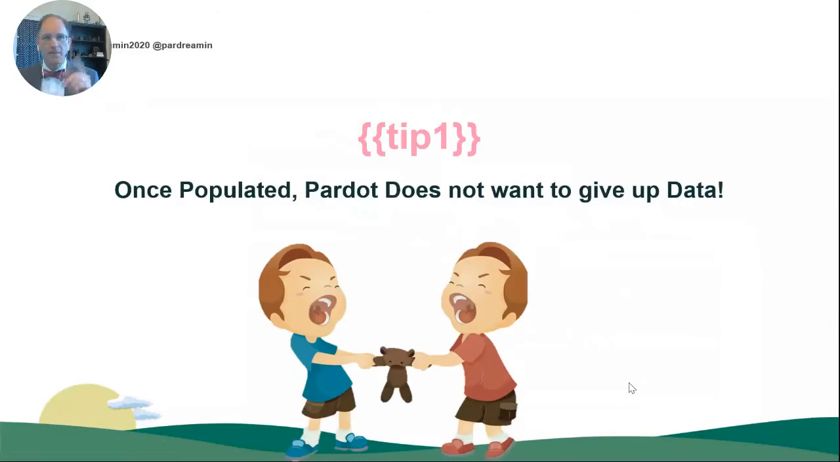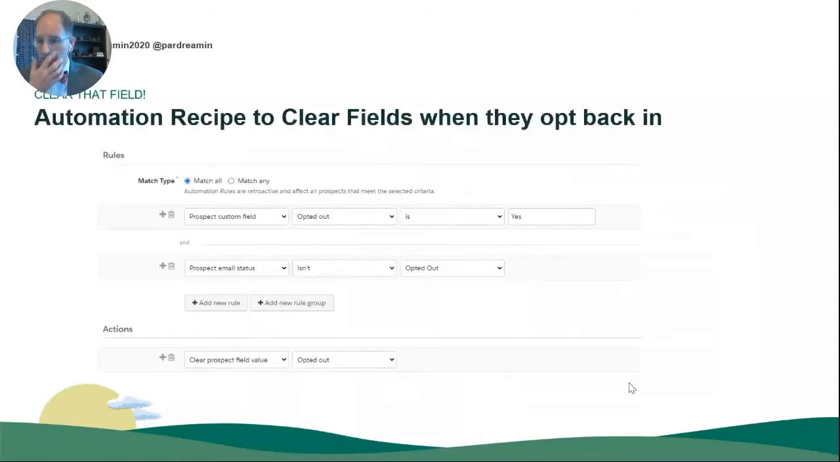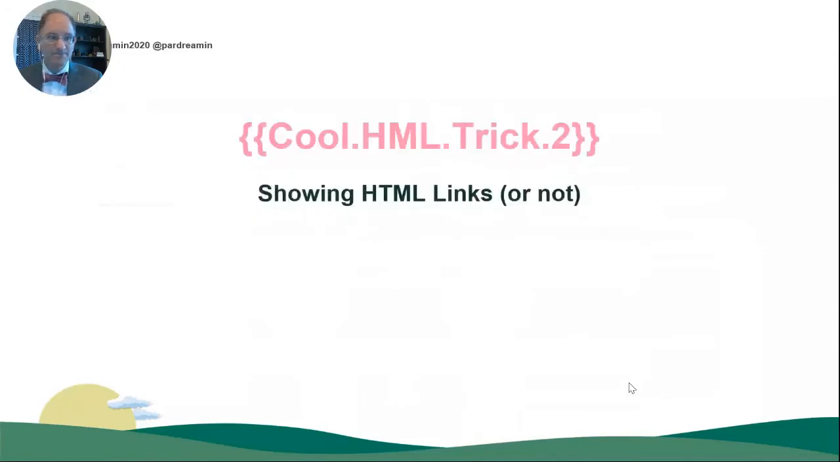So here's another tip. Once populated, Pardot does not want to give up data. So it's very hard to reset fields to null. Now you can do it with an automation rule, and you're going to have to do that if you deploy this trick, because if they opt back in, you somehow have to clear that switch field that says they're opted out. So use an automation rule that if they've not opted out, then clear that special field that you created for if they were opted out. You need to be able to clear that field when they do opt back in, so that you aren't still showing them that they've unsubscribed.